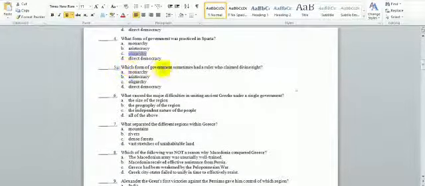Which form of government sometimes had a ruler who claimed a divine right? Monarchy, aristocracy, oligarchy, direct democracy. And the form of government where one person, king or queen, holds all the power and claims a divine right, it is monarchy.